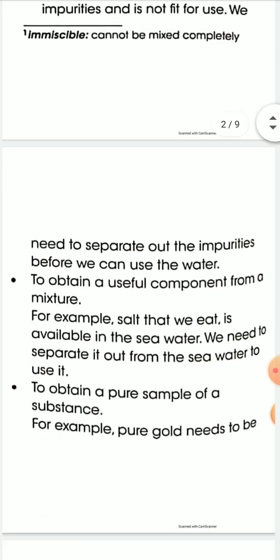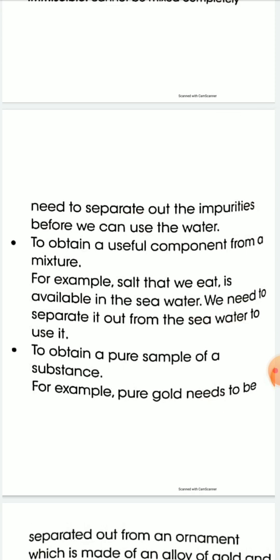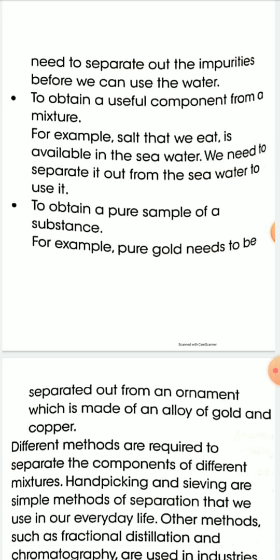Next point, to obtain a useful component from a mixture. For example, the salt that we eat is available in seawater, so we need to separate salt from the seawater. The third reason is to obtain a pure sample of a substance. For example, pure gold needs to be separated from an ornament which is made up of an alloy of gold and copper. So these are the importance of separation.